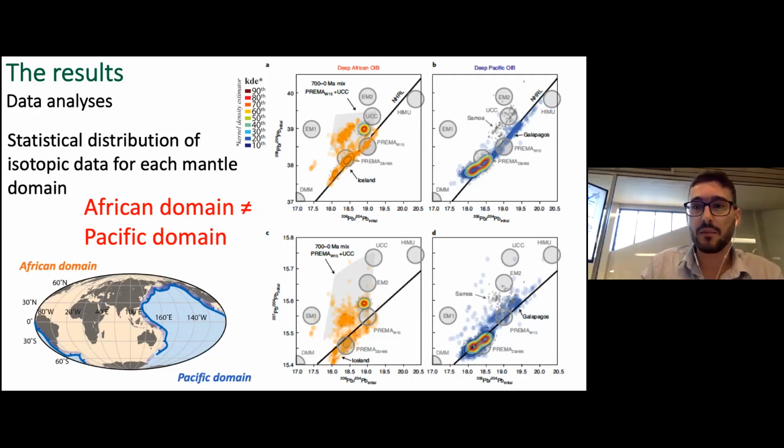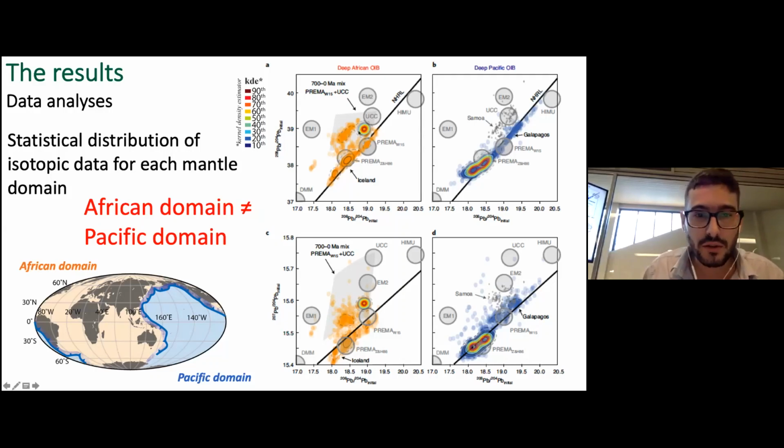Ending up with that, we say that's really interesting, because if you look in detail, you see that the Pacific domain has a very mantle-like composition. It's something you can expect for the mantle: it should be on that line and have no complications here. When you look at the African domain, it's systematically enriched and systematically above the Northern Hemisphere reference line. So it looks like the African domain experienced something that the Pacific domain didn't experience. And this is something we had to understand.